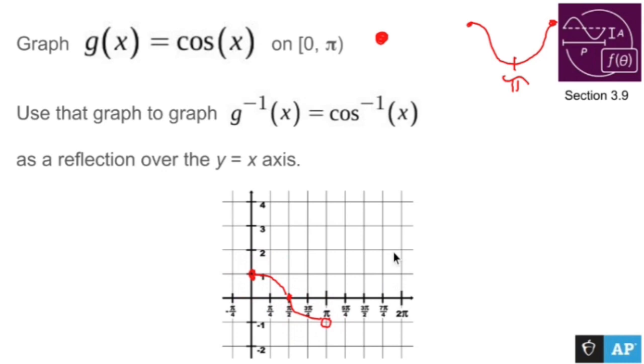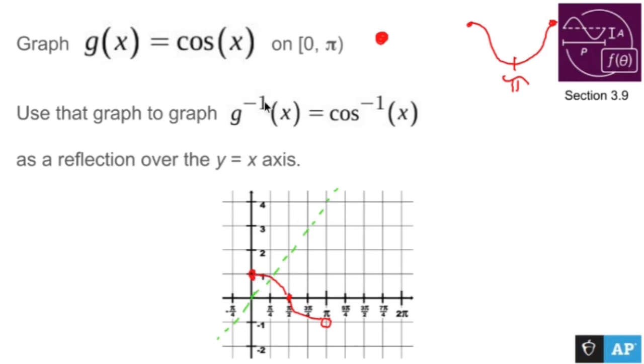Okay, that's my cos. Use that graph to graph g inverse as a reflection over the x equals y axis. Well, I am not good at looking at this information and just trying to pretend that there is a mirror image there. That's not my thing. So this is what I'm going to do. I have 3 key points here that I'm going to try to spin around. One of my key points is 0, 1.